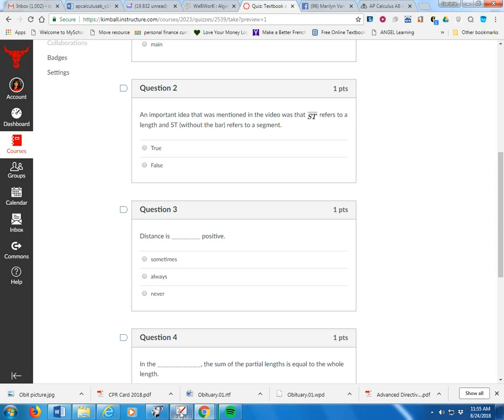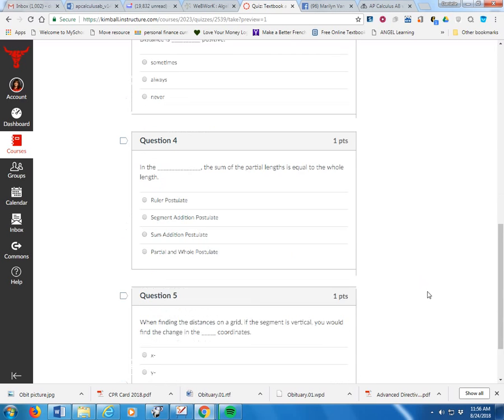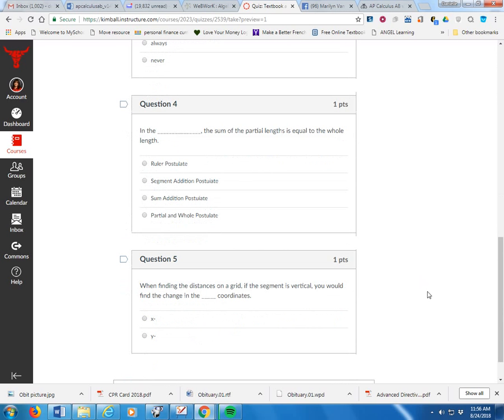Okay. Question 3, distance is sometimes, always, never positive. Always. Distance is always positive. I cannot say I'm walking a negative distance. Okay? I could say I'm walking a distance in this direction or this direction, but it's not a negative distance. It's always positive.